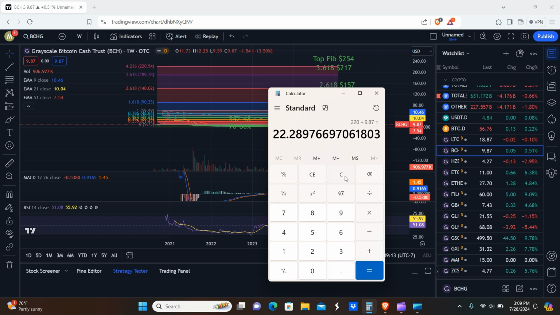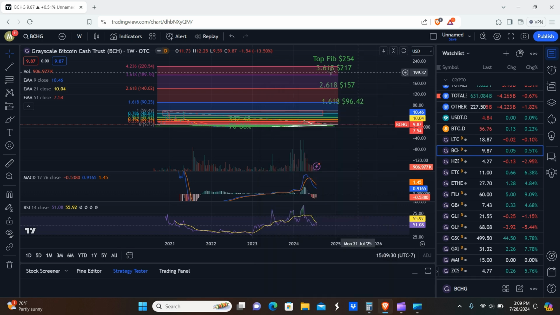That's a huge return. I mean, that's a 22x. I think a 22x for something like Bitcoin Cash, in my opinion, is actually a great return. So again, 22.2x times 2K, you'd be looking at roughly about $44,500 here.